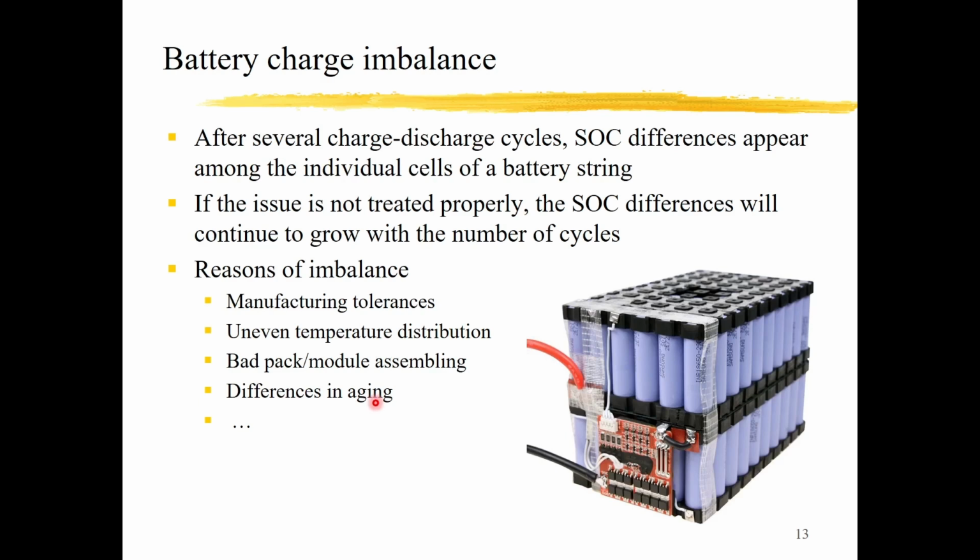Okay, so there are many reasons for the imbalance, and we cannot just expect all the cells to be even. We cannot expect that. We will expect that in a few cycles, the whole battery pack will become imbalanced. So we have to take some actions to prevent this from happening.